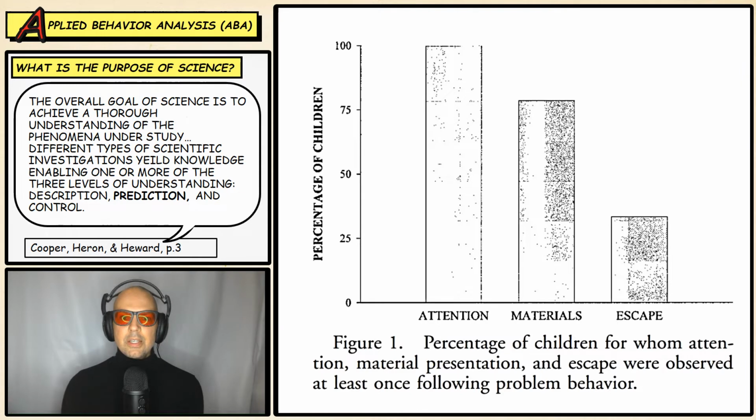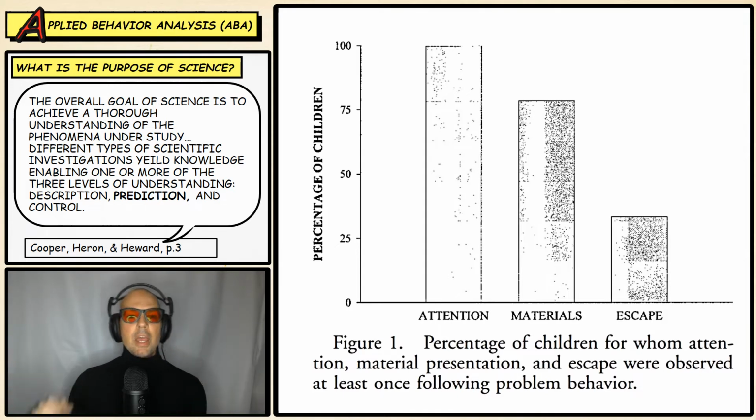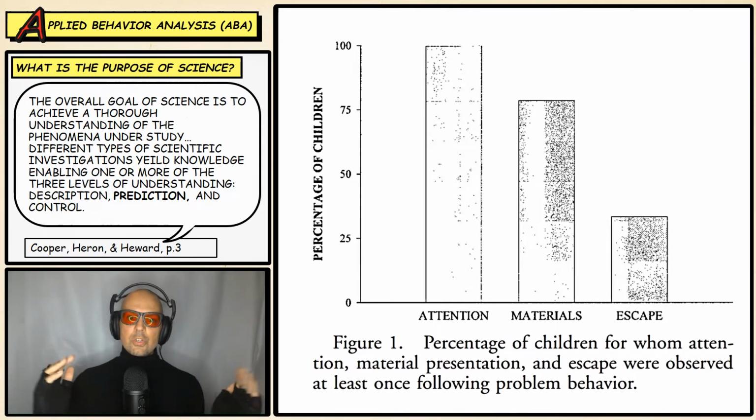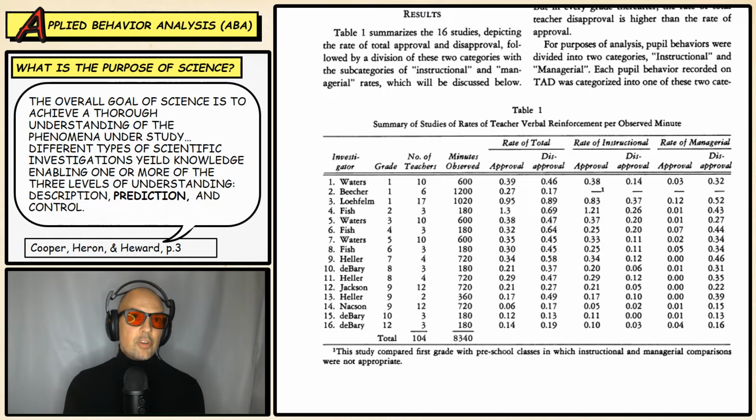So this predictive study showed that these two were related, that these events were related. Problem behavior with the presentation of attention, problem behavior with the presentation of material goods, problem behavior with the ability to escape from a particular task. All of those were shown to be co-varying together, where in the presence of one, there was a certain probability that another event would occur. Another example of prediction comes from Mary White's study on the natural rates of approval and disapproval in grade levels.